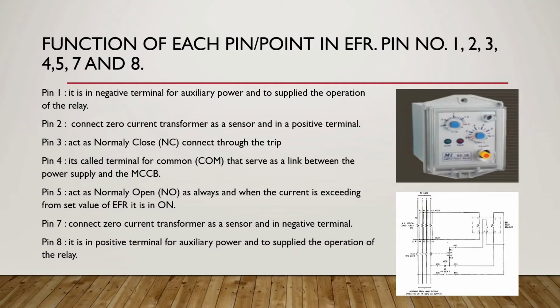Pin number 3 acts as a numerical load connected to the trip. Pin number 4 is called the terminal for common that serves as a link between the power supply and the MCCB. Pin number 5 acts as normally open as always, and when the current exceeds the set value of the earth fault relay, it is in an on condition. Pin number 7 connects the zero current transformer as a sensor but is a negative terminal. Pin number 8 is a positive terminal for auxiliary power and to supply the operation of the relay.